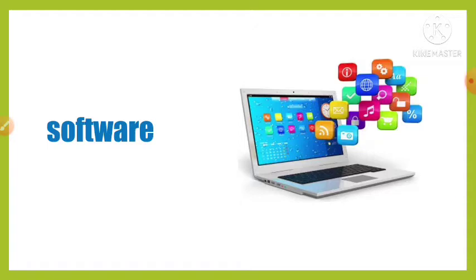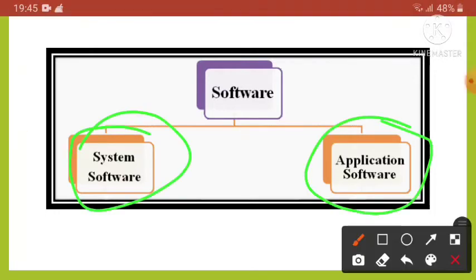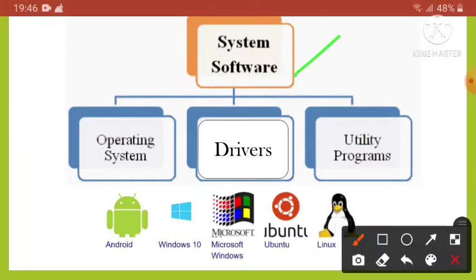Now we will be learning about the types of software. Software is normally divided into two types. Number one is system software, number two is application software. At first we will be learning about the system software. This type of software is used to run the system. Here is the computer, you can say.